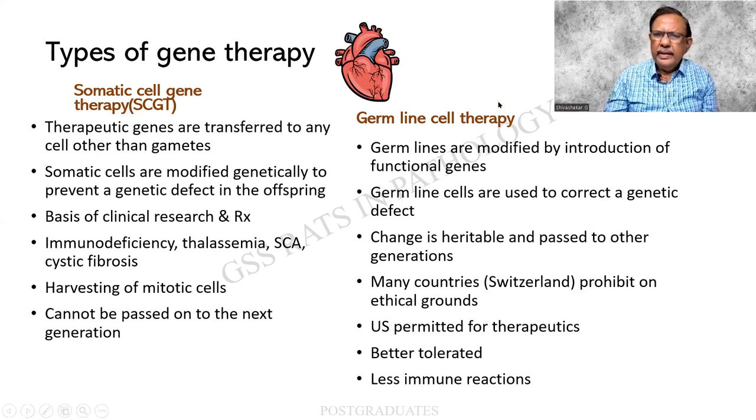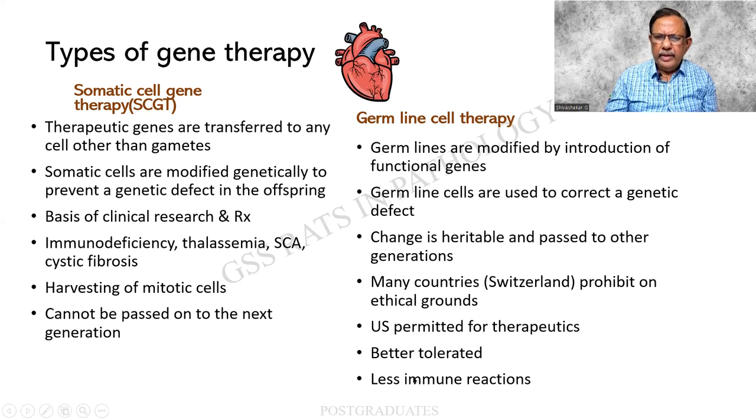Now, germ cell line therapy or germline cell therapy. These are modified by the introduction of functional genes and they are used to correct a genetic defect. The change is heritable and it can be passed on to the subsequent generations. This is very, very controversial. You can treat a patient, but not the next generation that follows. And that is why many countries, such as Switzerland, prohibit this on ethical grounds. US permitted it for therapeutics, however.